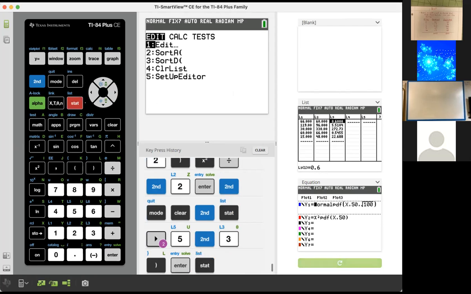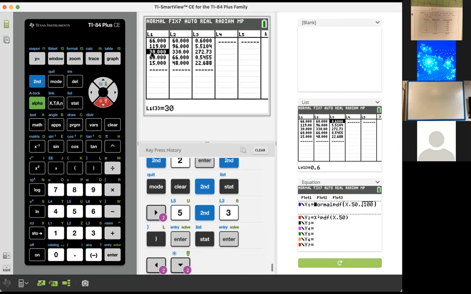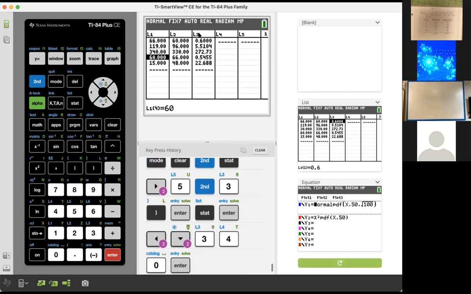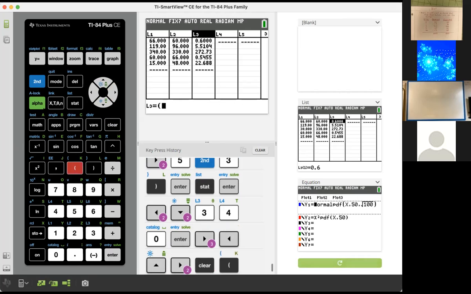Let's go back to my stats window. Do you see this 272? I have 330 here, but I should have entered 340 here. So always double check your entries. So let's put in 340 there. But the problem is it doesn't change the 272 right away. So what I gotta do is go delete list 3 and do it over again.